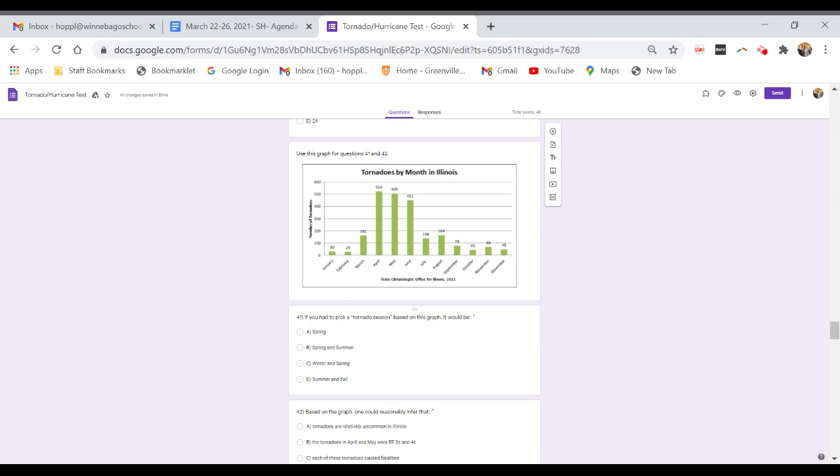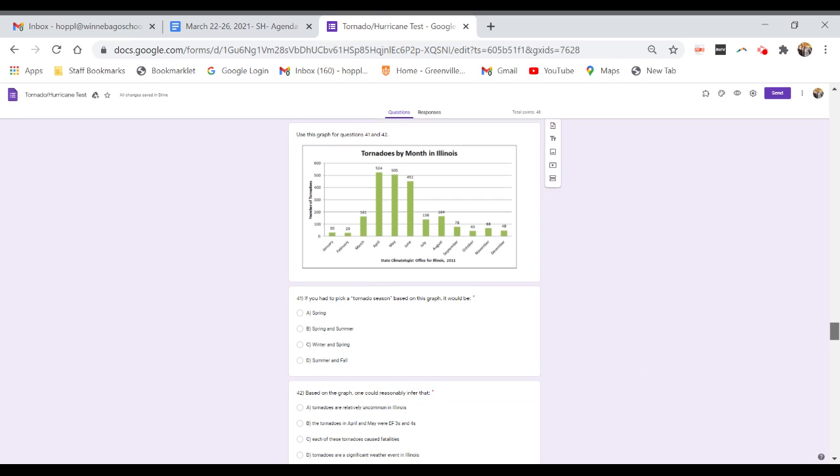Question 41 asks, if you had to pick a tornado season based on this graph, it would be A, spring, B, spring and summer, C, winter and spring, or D, summer and fall.